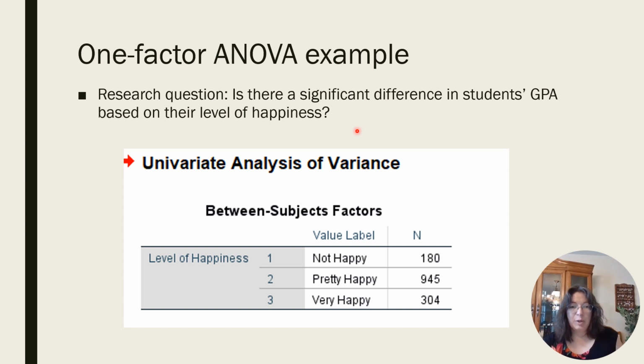All right. So here is an example using the Monitoring the Future data set. Is there a significant difference in students' GPA based on their levels of happiness? So the first table with an ANOVA is how our score groups are distributed. So we've got 3 levels of happiness: not happy, pretty happy, very happy, and how many people are in each of those.